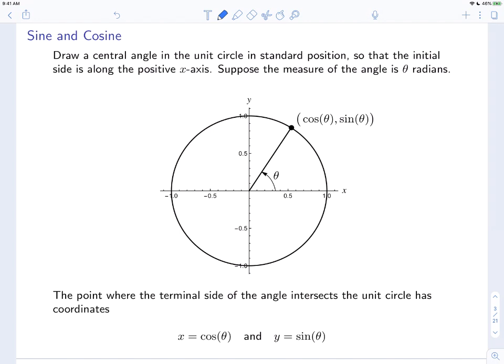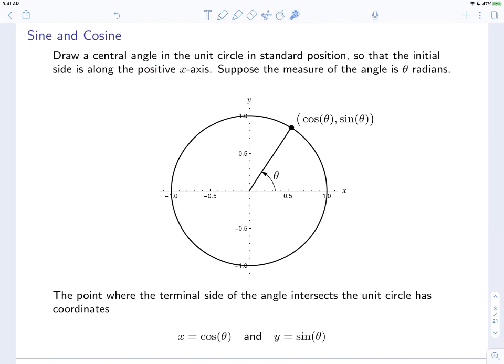In order to define the sine and cosine functions, we'll make use of this unit circle. So first draw the unit circle, and then draw a central angle in the unit circle in standard position, so that the initial side is along the positive x-axis, and the terminal side forms an angle of measure theta. The point where the terminal side of the angle intersects the unit circle has coordinates where x is cosine theta and y is equal to sine of theta. This is how we define cosine of theta and sine of theta.